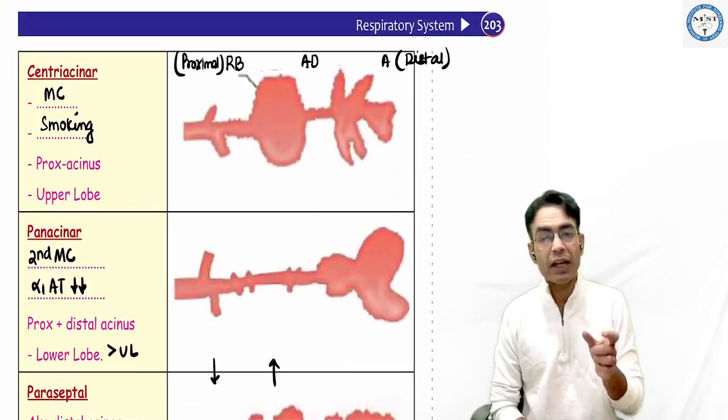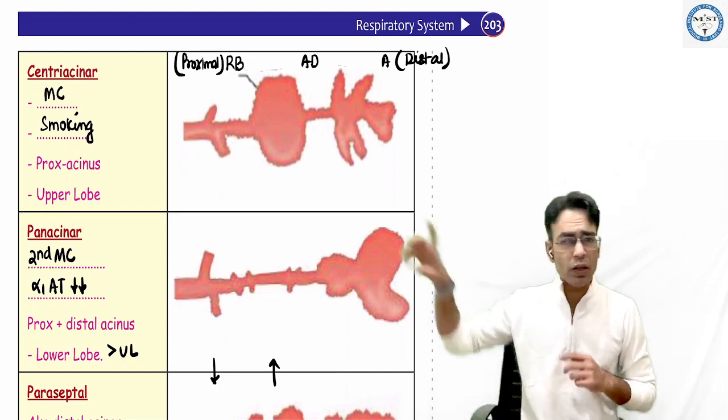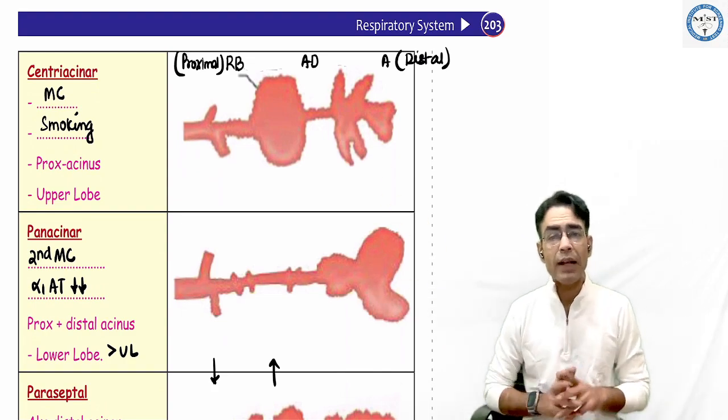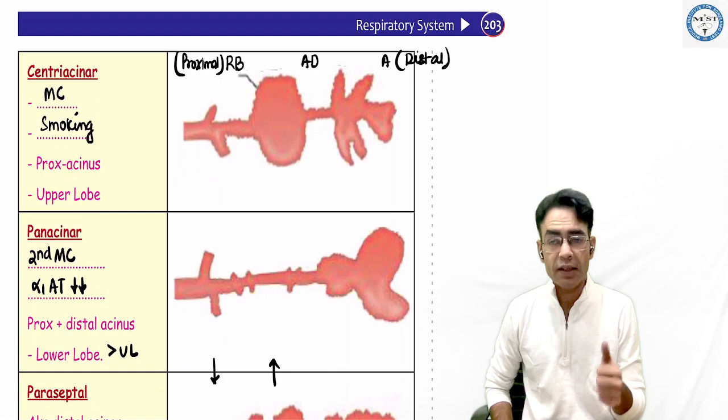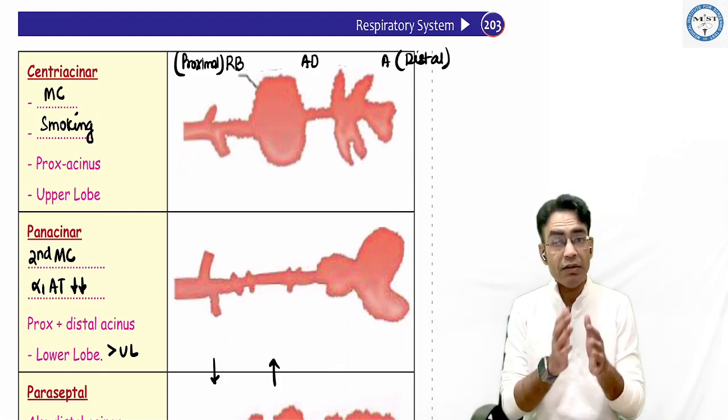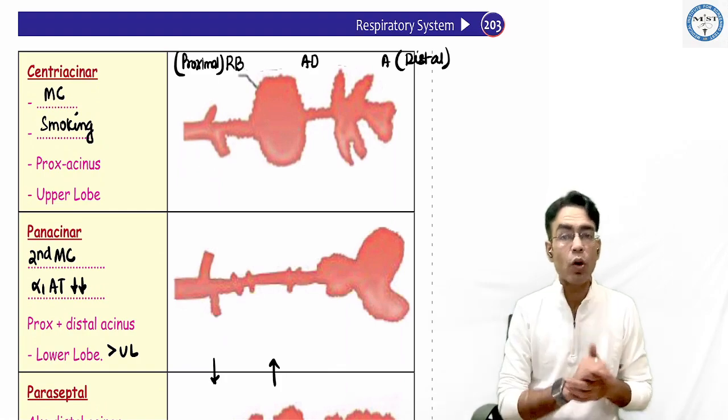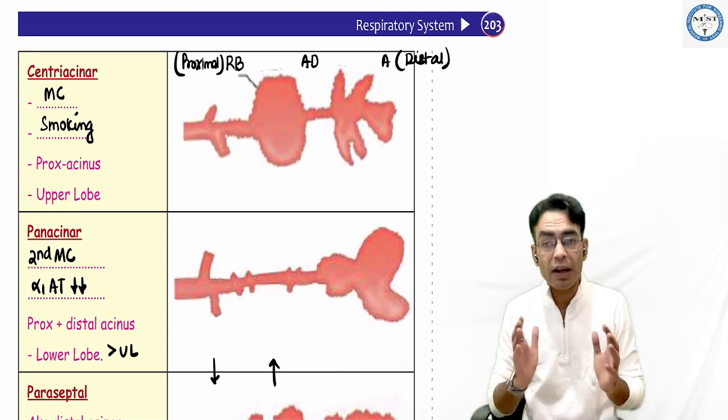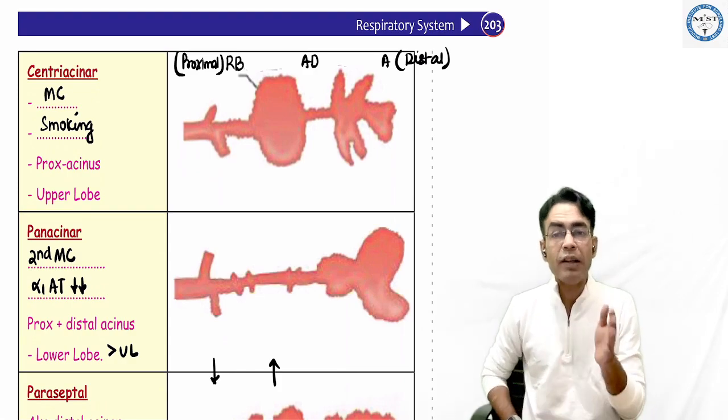Then centriacinar, panacinar: the four types of emphysema are centriacinar, panacinar, paraseptal, irregular. You have to learn these two, the centriacinar and panacinar. The most common type of emphysema is centriacinar. The second most common is panacinar. In centriacinar, you are having proximal acinus involvement. That means what is an acinus? Respiratory bronchiole involvement.